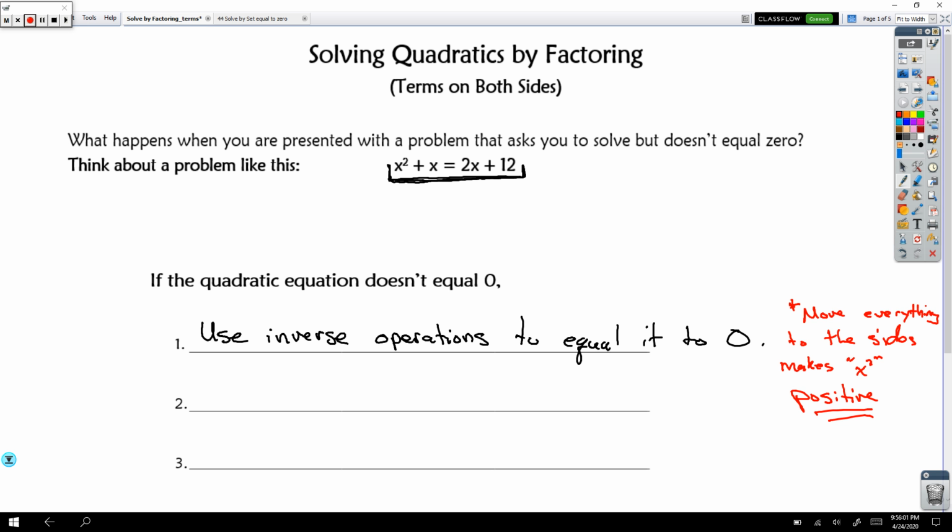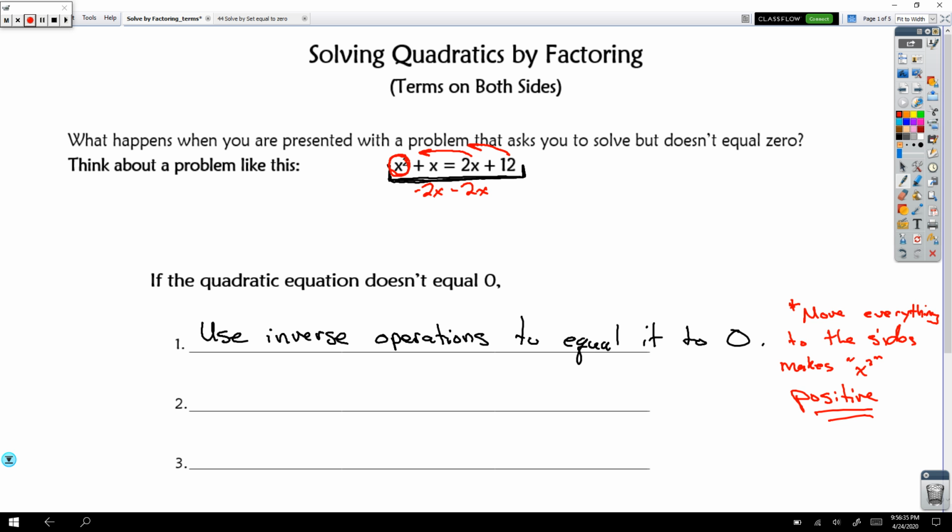So when I look at the problem up here at the top, I see that the x squared is positive on the left side. There's no other x squareds on the right side that I would have to subtract to potentially make it negative, moving things to the left. So what I would want to do is use those inverse operations to move the positive 2x and the positive 12. So what that would look like, to move the positive 2x using inverse operations, inverse meaning the opposite, I would subtract the 2x over.